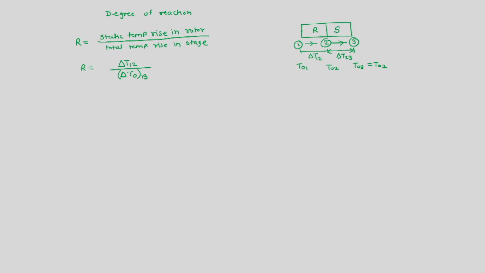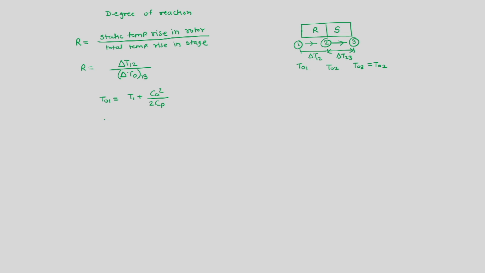So now we will see that we know T naught 1 is equal to T1 plus Ca square divided by twice Cp, axial velocity square divided by twice Cp. This is the total temperature at stage 1. We are assuming that the flow is completely axial at the inlet.